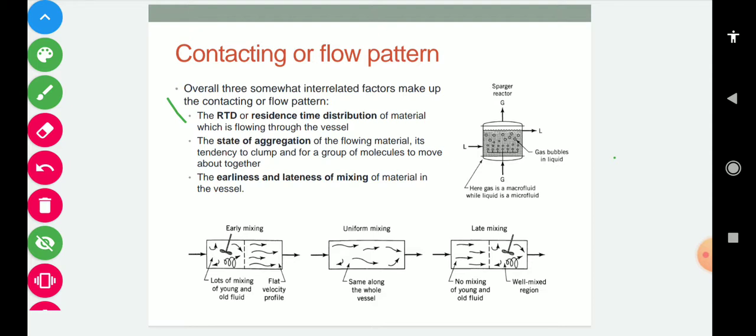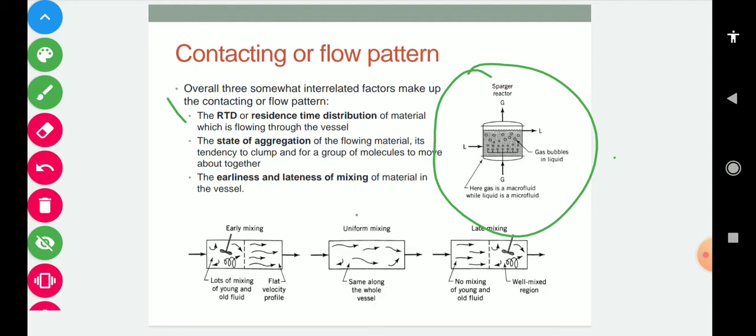Second is state of aggregation. First, we calculate different molecules spending different amounts of time. Second is state of aggregation. Even if the molecules are perfectly distributed, the state of aggregation is very important. The state of aggregation of flowing material is its tendency to clump, or for a group of molecules to move about together. As you can see in this diagram, this is a bubbling chamber.